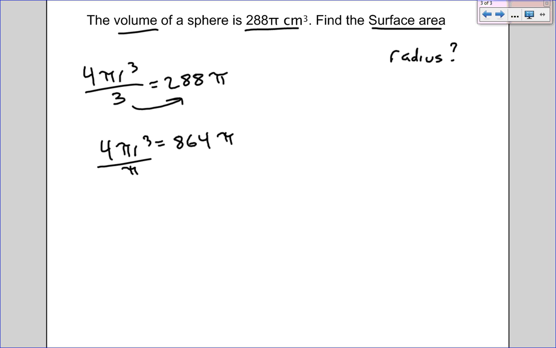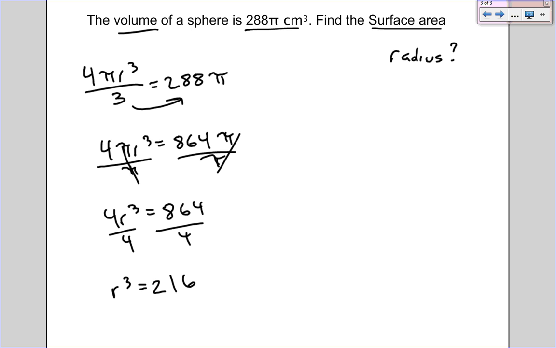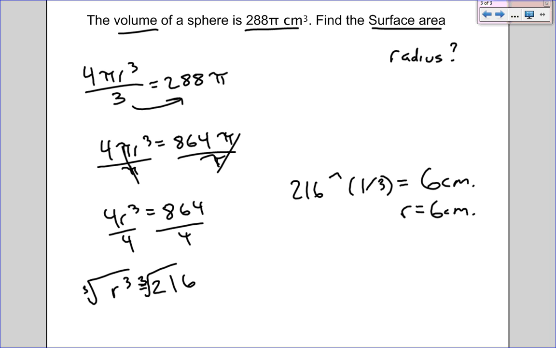Now we divide both sides by pi to get rid of it. So 4r cubed equals 864. We got to get r cubed by itself, so we divide by 4. So r cubed equals 216. Now finally, we take the cube root of both sides. So 216 raised to the 1 over 3 power equals 6 centimeters. So the radius is 6 centimeters.